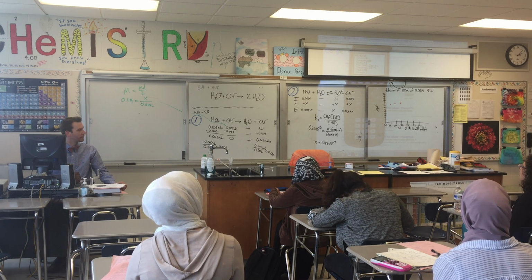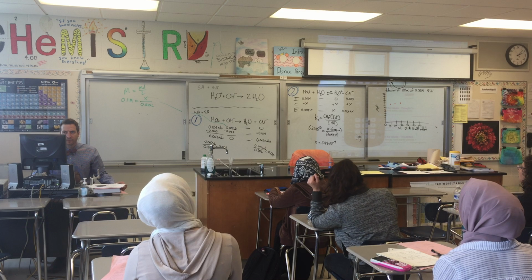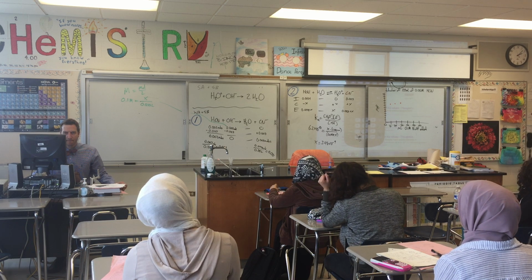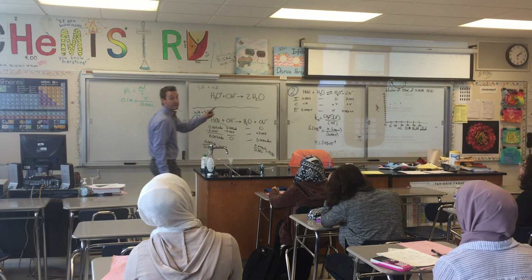Oh wait, I got it. I got something. I didn't change my window. I think I got the right intersection. Wait, Steven, what did you get? I got 4.15 times 10 to the negative 10 for an intersection. Yep, me too. And that gives us a pH of 9.38.